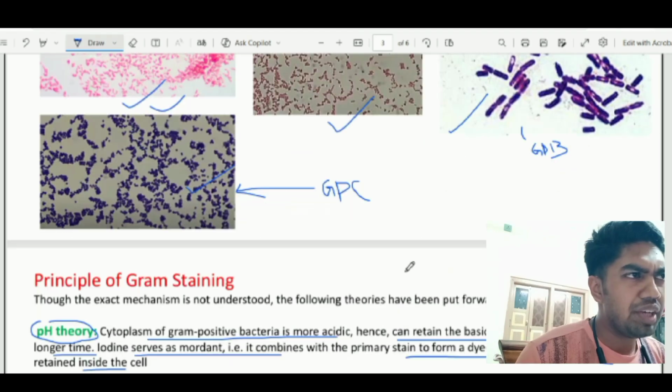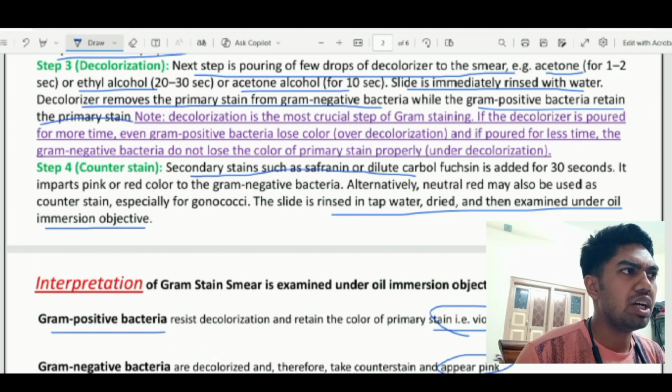So from here, what questions can be asked? You have to know that, because it is a very important topic in the practical aspect. In the practical, you may be asked the procedure of gram staining. After the gram staining, how will the gram positive look and how will the gram negative look? That is the second. Third, what are the principles of gram staining? Then you have to tell about the pH theory and the cell wall theory.